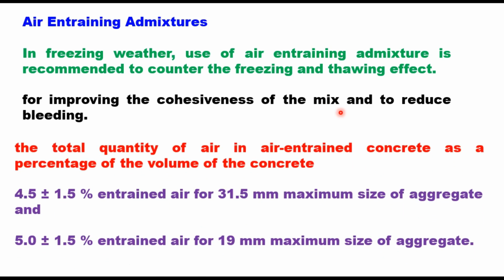The total quantity of air in air entrained concrete as a percentage of volume of the concrete as defined in IRC 44 is like this. For a maximum size of aggregate of 31.5 millimeter, it can be 4.5 plus minus 1.5%, meaning 3% to 6%. And for 19 millimeter maximum size of aggregate, the air entrained may be 5 plus minus 1.5%.